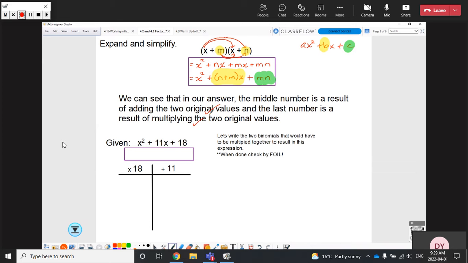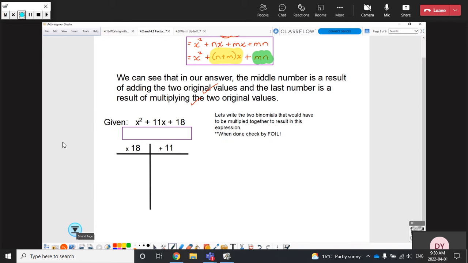Okay. Now, let's go ahead and factor our very first trinomial. This is a great tool to use. You probably won't use it all the time because you might just be so good at multiplication tables that you won't need to use this tool. But for this lesson, we're going to use it. So we know that we're trying to find two numbers that multiply to 18, right? Multiply to 18. And the same two numbers will add to 11.